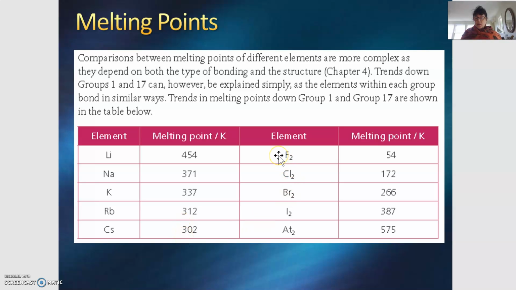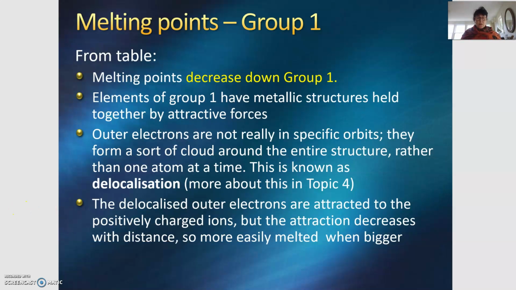Whereas if we have a look at the halogen elements, fluorine, chlorine, and so forth, or molecules of those, their melting point goes up quite substantially, tenfold in fact, from fluorine molecules to astatine molecules. So how do we explain those trends? First of all, let's have a look at group 1. We said melting points decrease down group 1. And this is because elements of group 1 are metals.